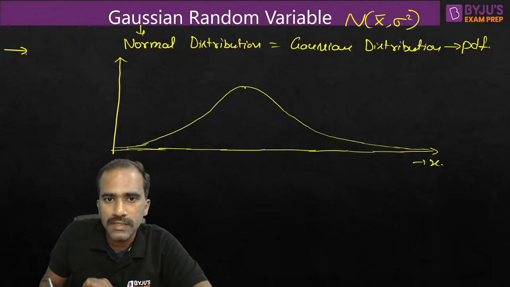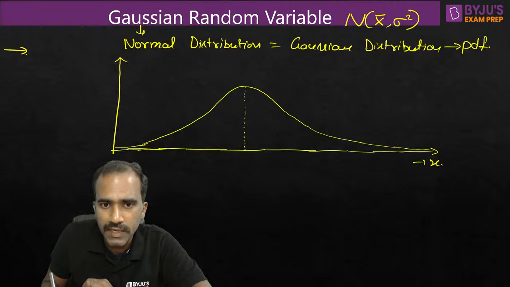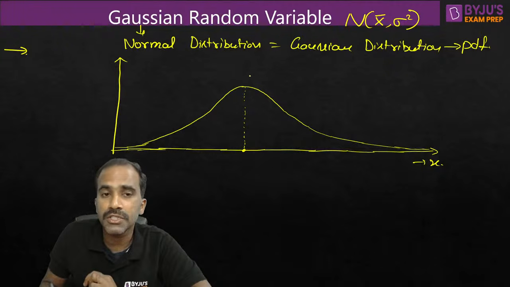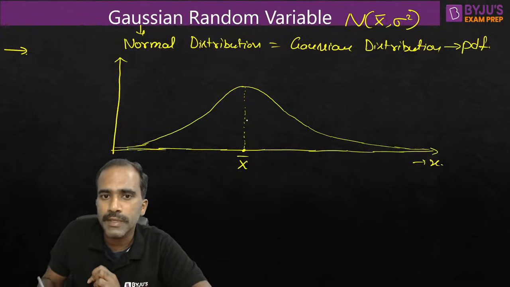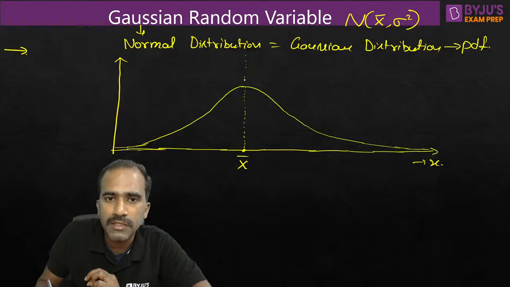Right. So see this center line? With respect to this line, this shape is symmetric. The Gaussian shape is symmetric only with respect to its mean value. This value is the mean value of the Gaussian function. With respect to its mean value, it is symmetric.